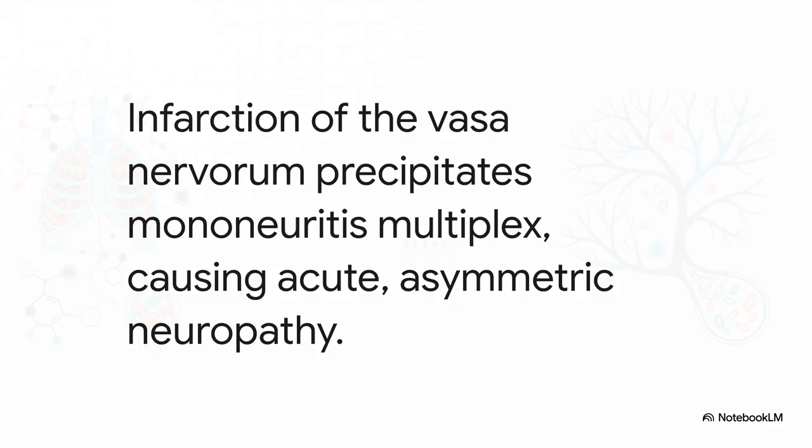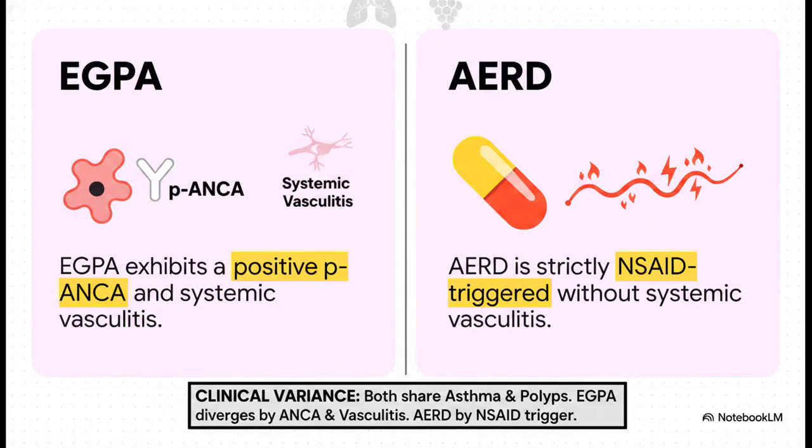This ischemia precipitates mononeuritis multiplex, which classically presents as an abrupt, acute, asymmetric peripheral neuropathy. Think of a sudden, unexplained wrist drop or foot drop. We absolutely must distinguish EGPA from aspirin-exacerbated respiratory disease, or AERD. Both conditions prominently feature asthma and nasal polyps. However, AERD is triggered strictly by the ingestion of NSAIDs, which block the cyclooxygenase pathway. EGPA is distinguished by a positive pANCA, massive peripheral eosinophilia, palpable purpura, and systemic vasculitis causing that asymmetric neuropathy.